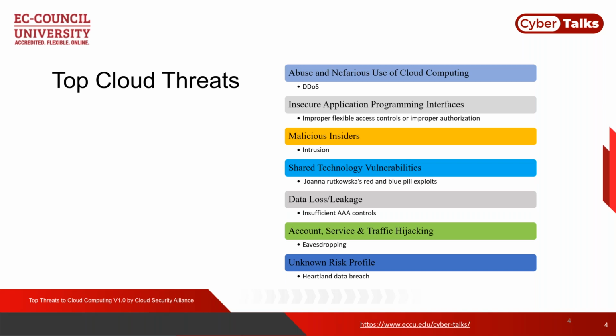When they migrated to Office 365, the backend interface credential was not even changed, and somehow it got compromised, and it became news. So that is another type of threat. And then we'll talk about account, service and traffic hijacking. The list continues to go. These are the top threats that we see.